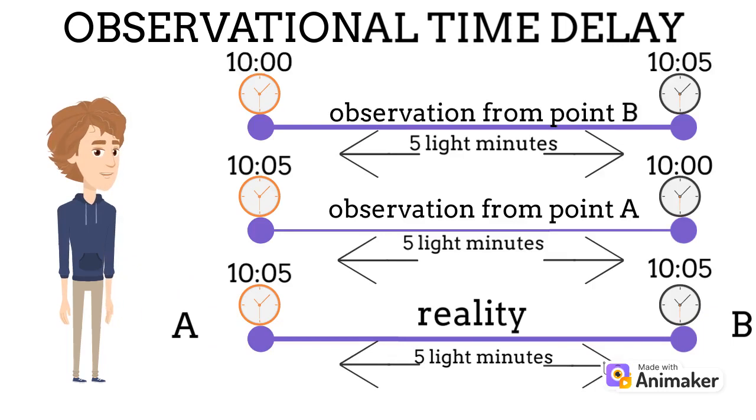Let's look at another example. Here points A and B are 5 light minutes far away. We place 2 clocks, one at each of points A and B. The real time on both clocks is 10:05. But when we observe from point A, the clocks' times are different. The clock at B will be 5 minutes slower than the clock at A. Similarly, when we observe from point B, the clock at A will be 5 minutes slower than the clock at B.